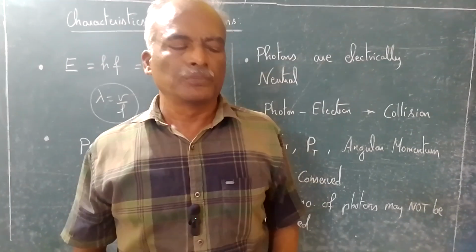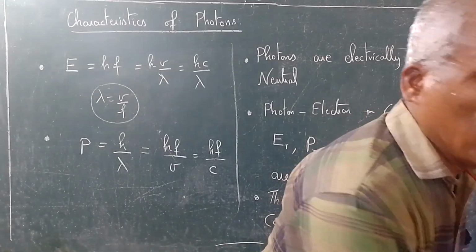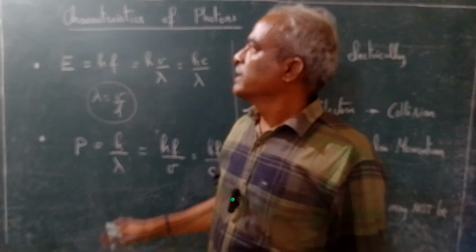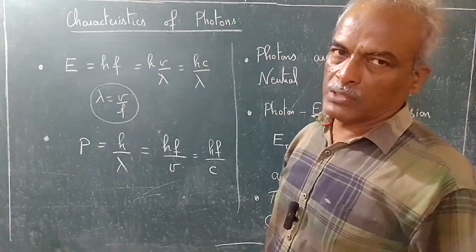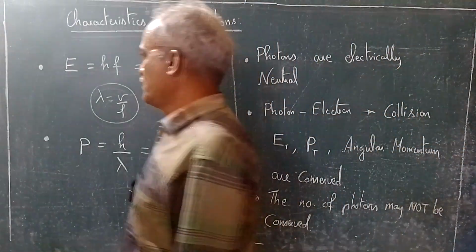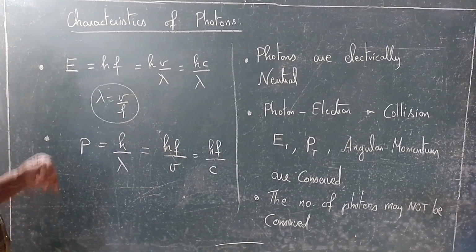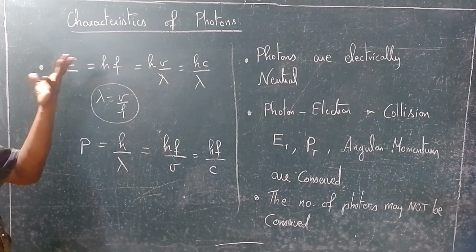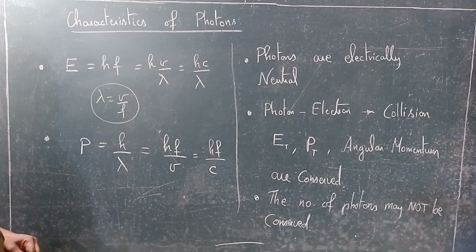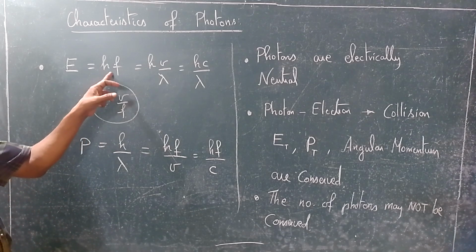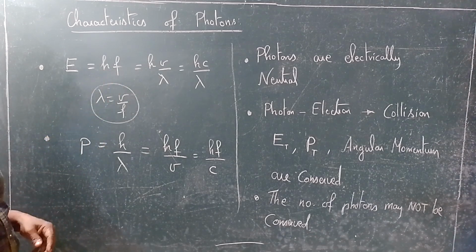All of you. Today we are going to see about characteristics of photons. First point, the energy of a photon is given by h multiplied by f. f is frequency.